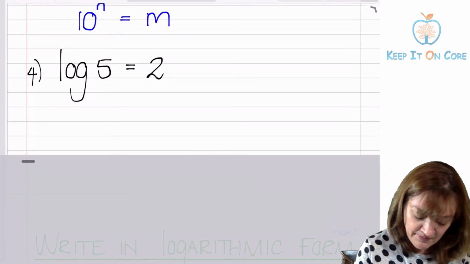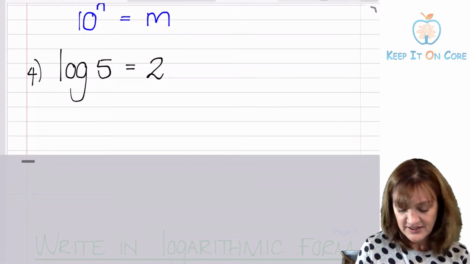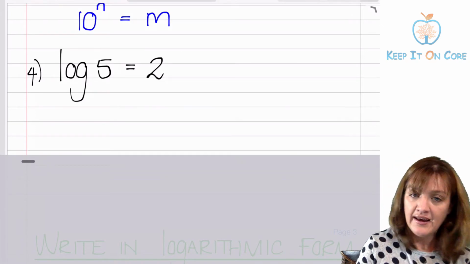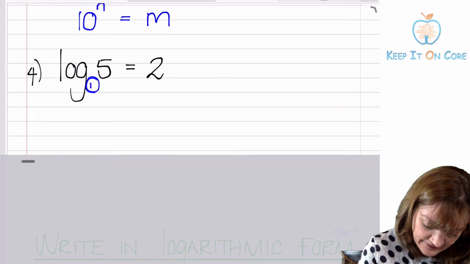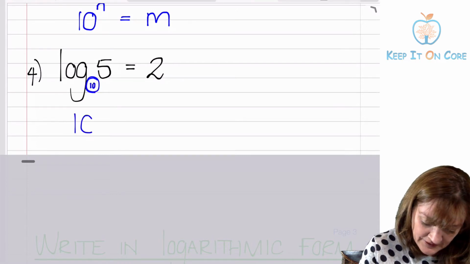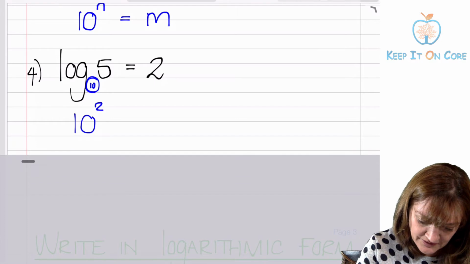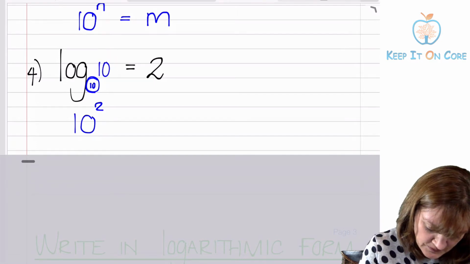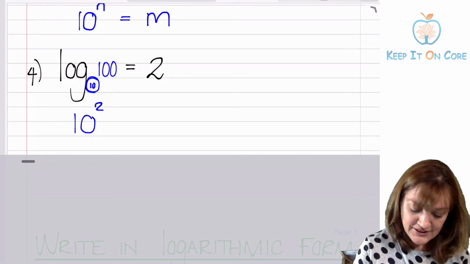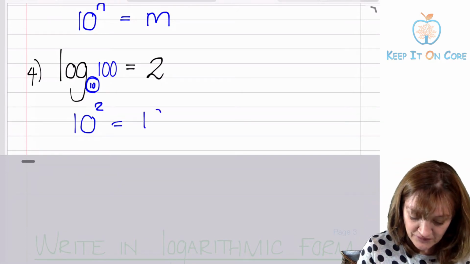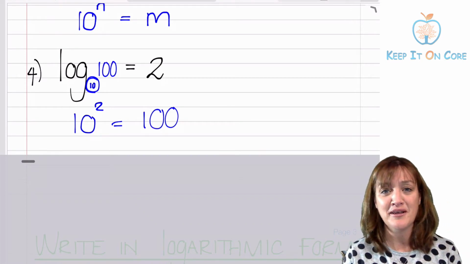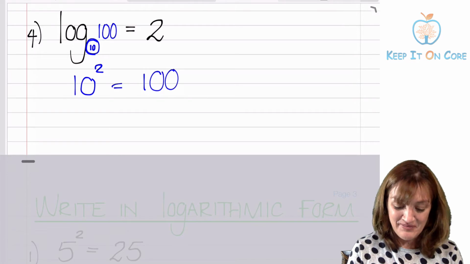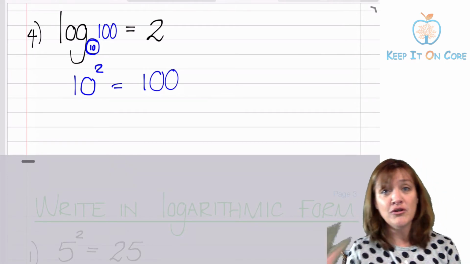Let's do one more. Log 5 equals 2. This actually wouldn't technically be 100% correct. Let's just think about it. The base is 10, so 10 to the 2. You know what, let's fix this to make it actually work, otherwise I'm going to land up with something that doesn't look quite right. Let's make that 100. 10 to the 2 is equal to 100. Can you see why I was having a problem with the 5? 10 squared is definitely not equal to 5. So there we go. That's how we change it from log form to exponential.